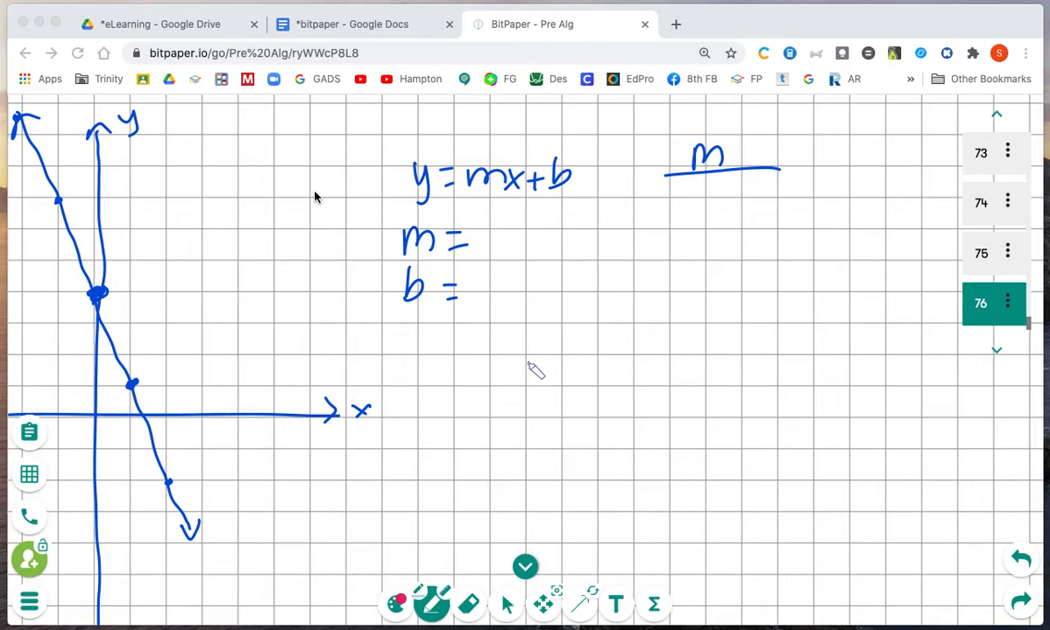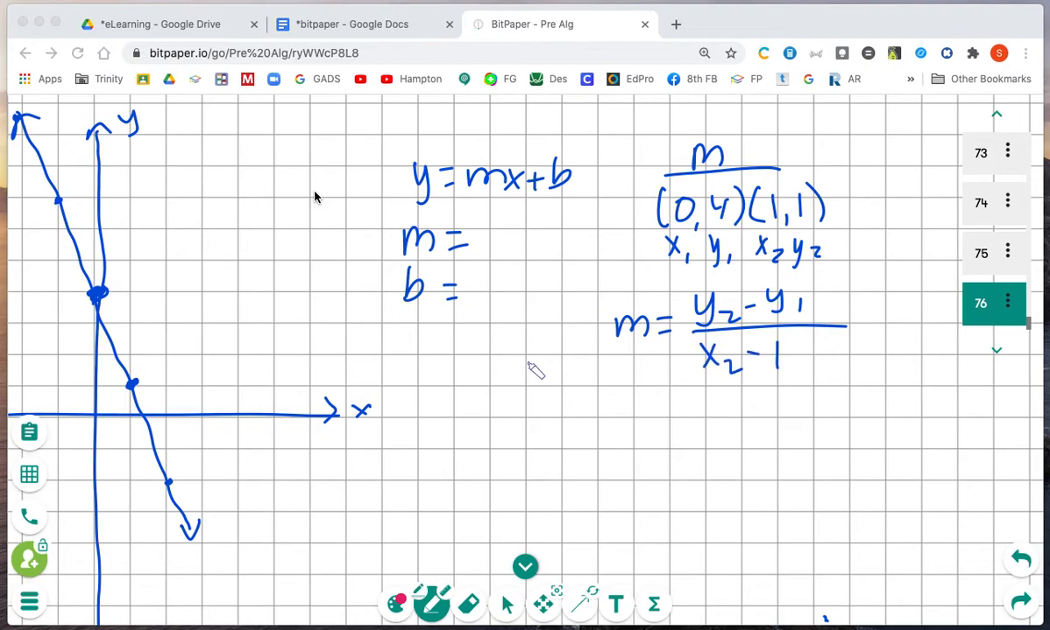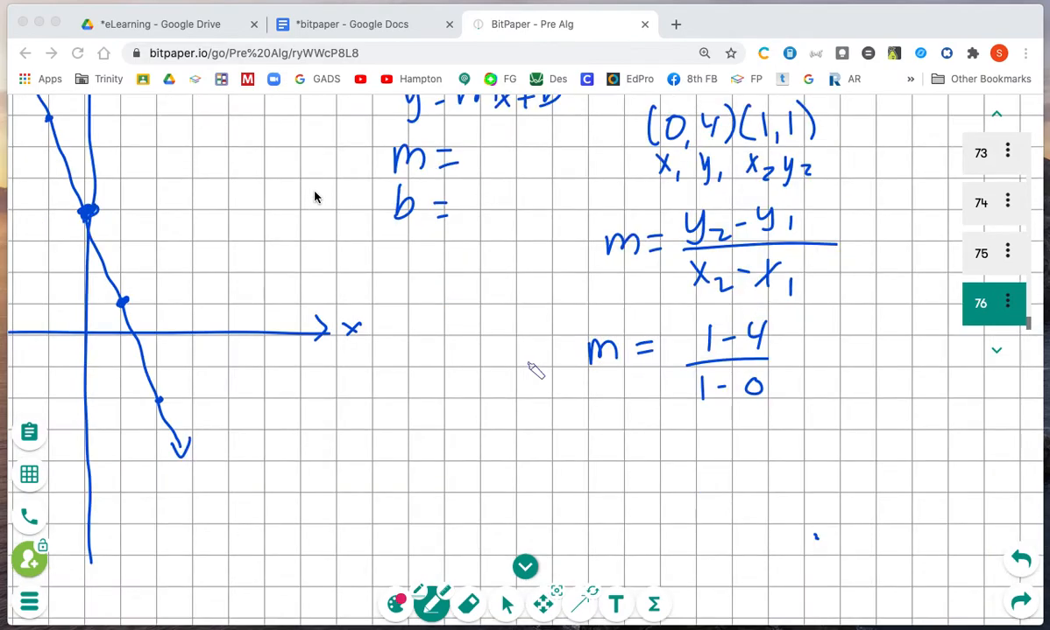So we're going to go ahead and use 0, 4, and 1, 1. x1, y1, x2, y2. M equals y2 minus y1 over x2 minus x1. M equals 1 minus 4 over 1 minus 0. Keep, change, change, keep, change, change. Negative 3 over 1. So my m is negative 3 over 1.